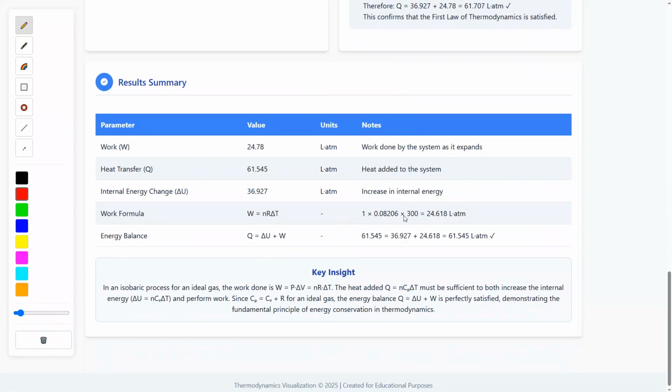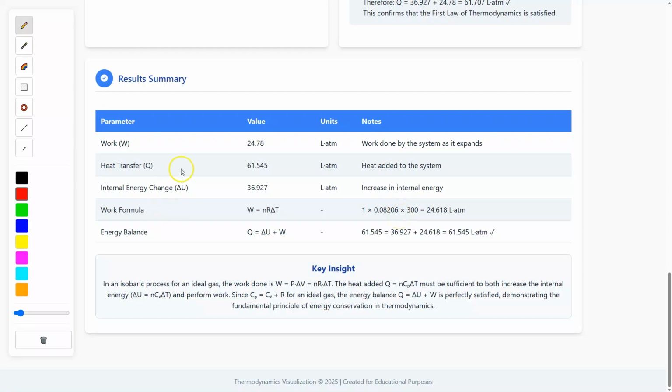Now here is the result summary. Work is 24.78 liter atm, work done by the system as it expands. Heat transfer, heat added to the system, is 61.545 liter atm. Internal energy change del U, an increase in internal energy, is 36.927. Using the work formula, W is equal to nR del T, we got 24.618. And the Q energy balance gives again 61.54, del U plus W. So now we got all these values.